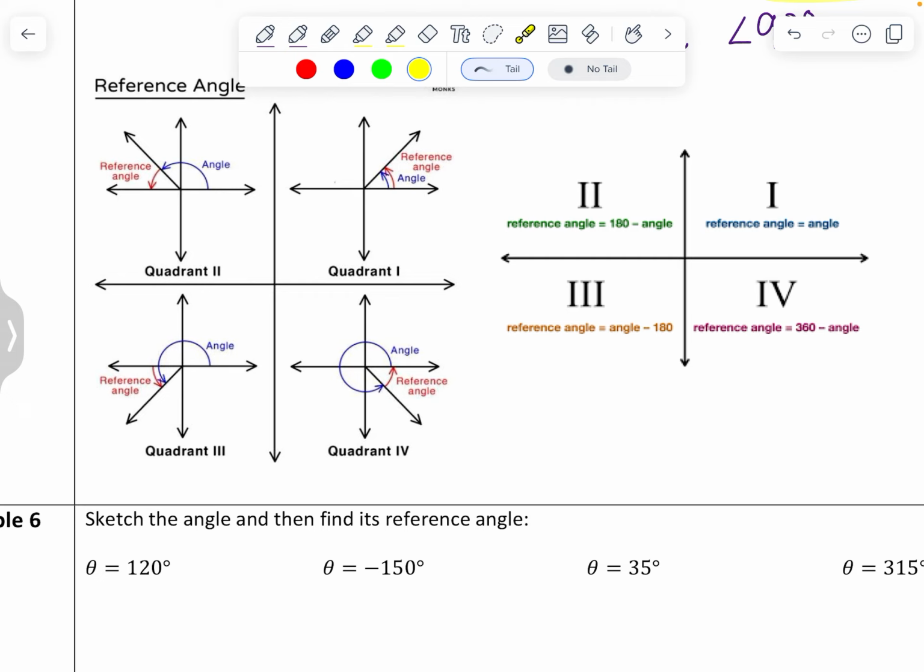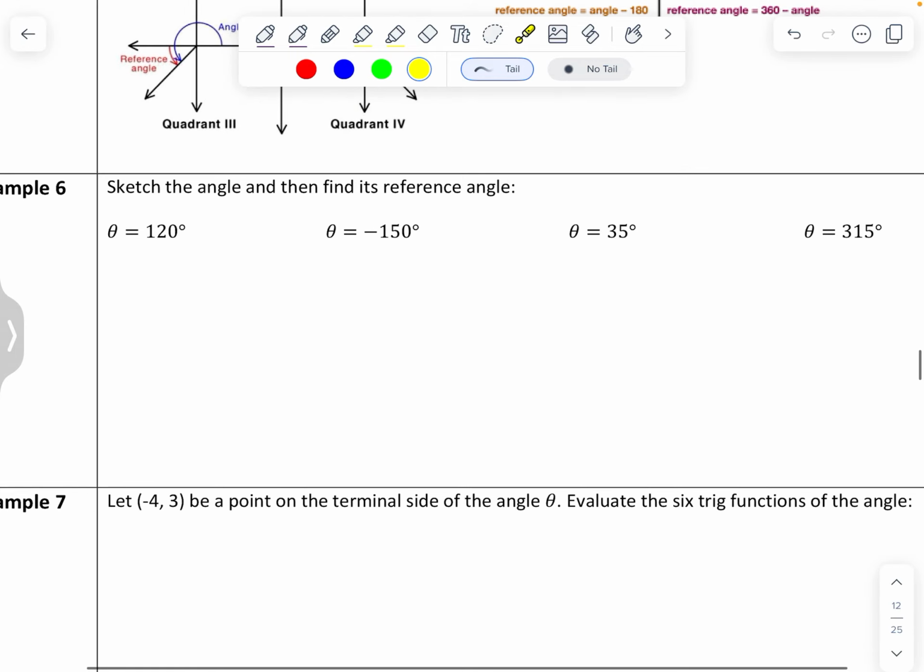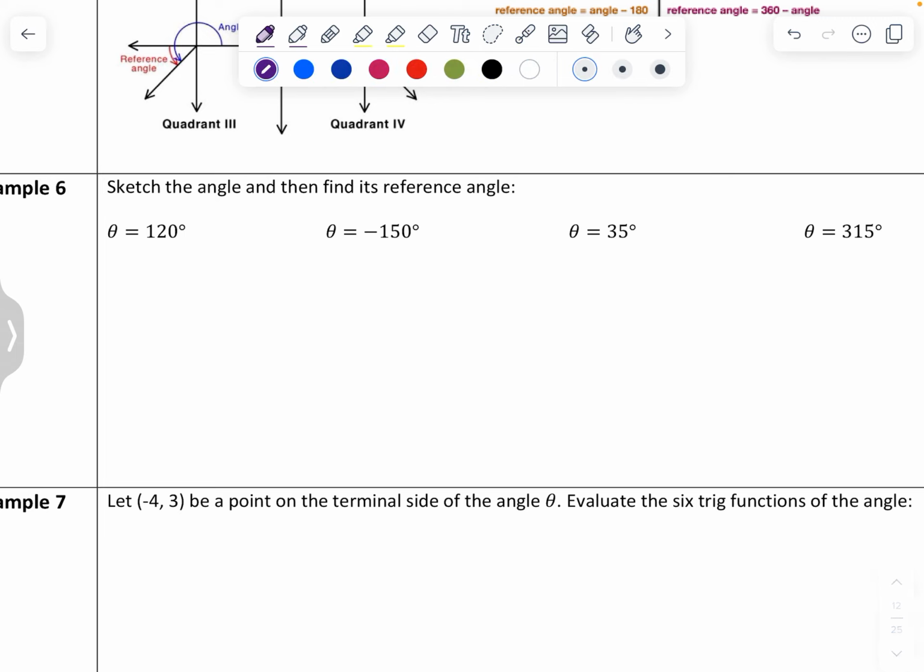And then finally, reference angles in quadrant 4. Quadrant 4 goes all the way down around, and so the reference angle is back to the closest x-axis, which is the positive x-axis. And so to find reference angles in quadrant 4, you take 360 degrees minus the angle that you have. So let's practice doing that.